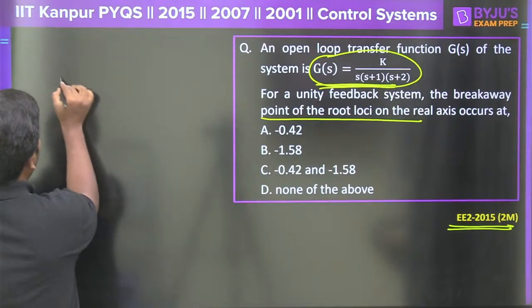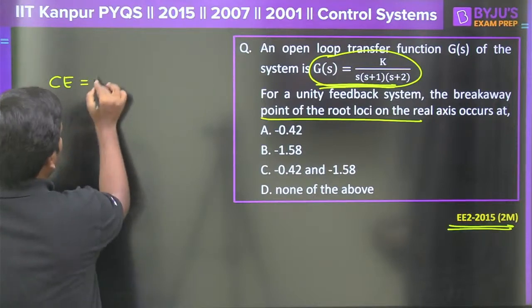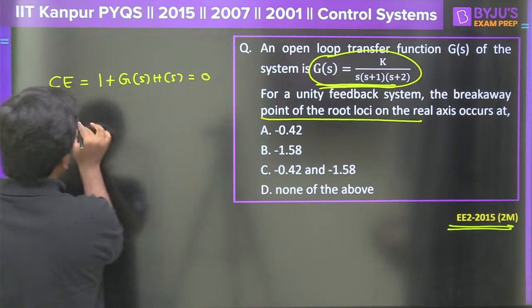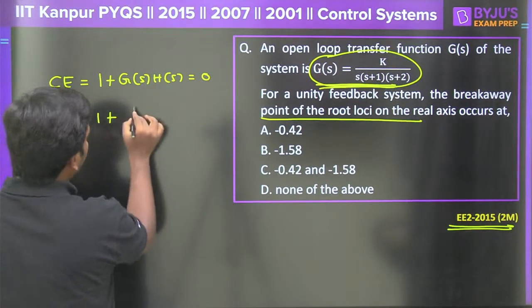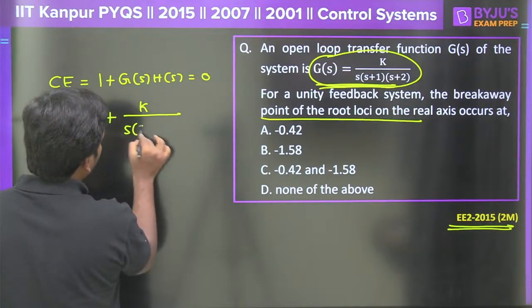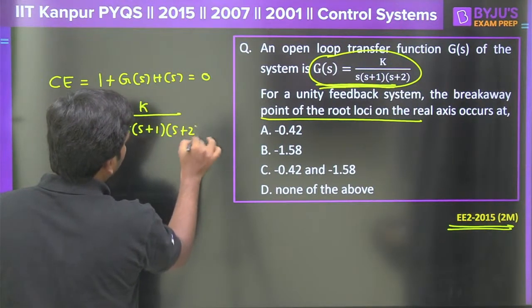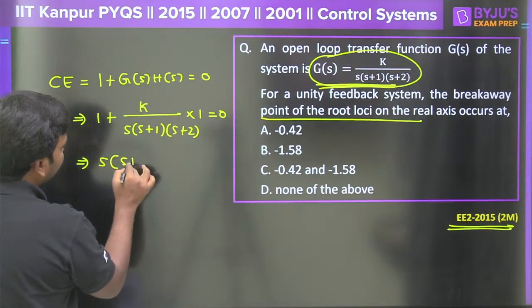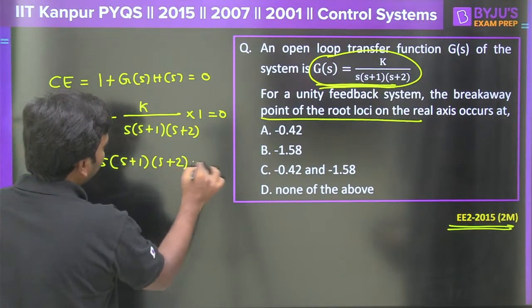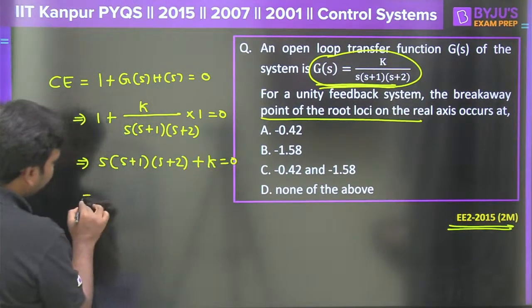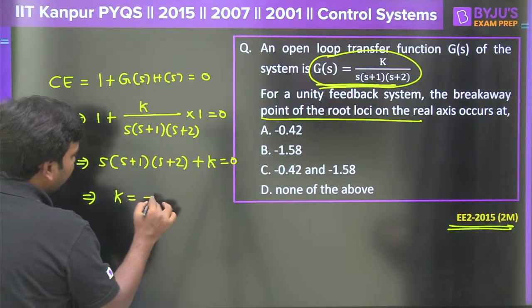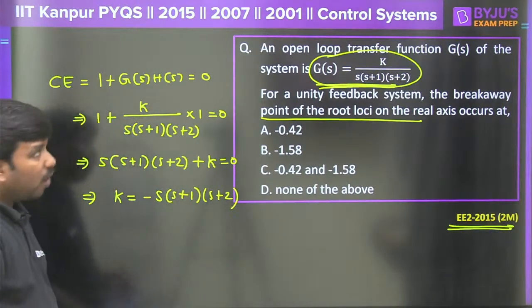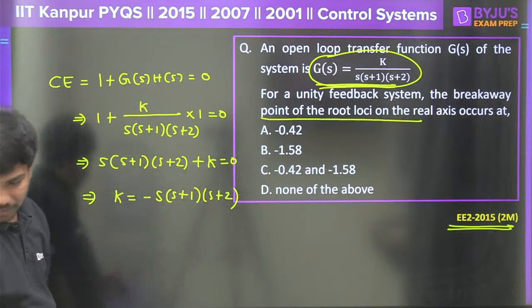So now, first of all, again get the characteristic equation. What is the characteristic equation here? 1 plus G(s) into H(s) must be equal to 0, right? So going ahead, you can write this as 1 plus K divided by s into (s+1) into (s+2), of course into 1, must be equal to 0. So you will have s into (s+1) into (s+2) plus K equal to 0. And from here, I can write K is equal to minus of s into (s+1) into (s+2). This is the way you need to go for the breakaway point on the real axis. Option A, very good.